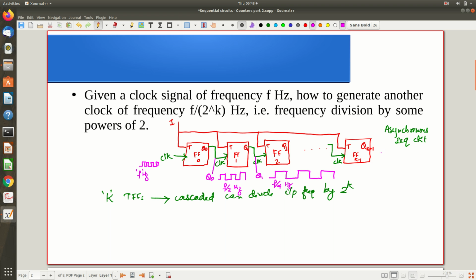And for the last one, if you observe the output, you will get something like this, right? So what I am concluding is that it is of some value f by 2 raised to k hertz. Because here it is f by 2, here it is f by 2 square, then f by 2 cube, like that. The last one will divide the input frequency to f by 2 raised to k hertz. Divide by 2 power k. So this is what we discussed in the previous video. Hope this concept is very clear.